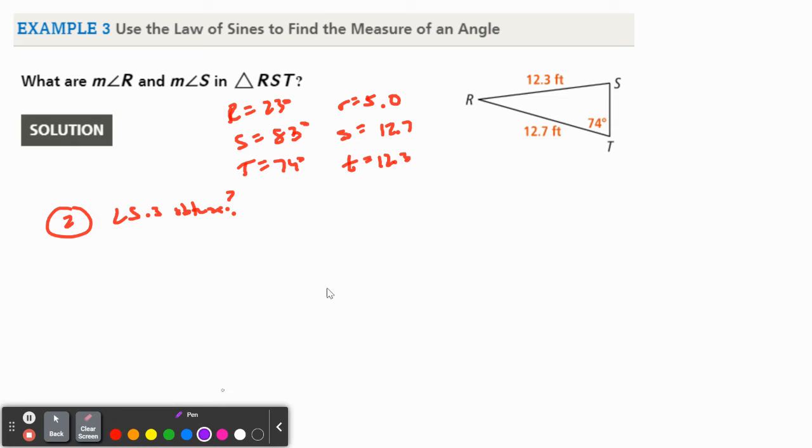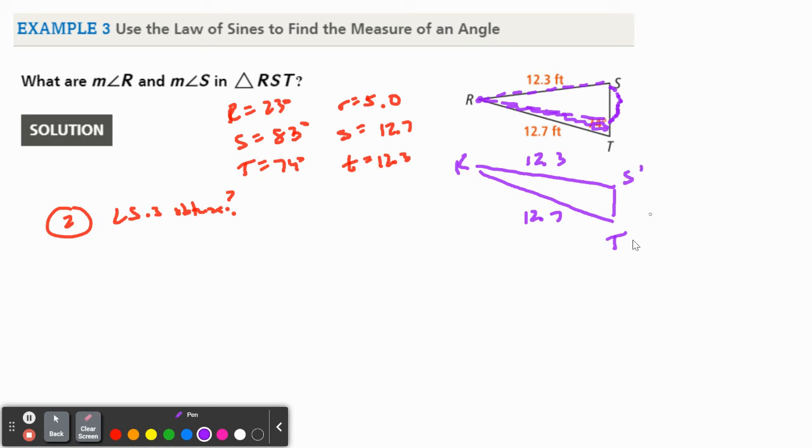Well, watch this, right? If I had a compass and I measured this distance and I put my point on R and I swung this around, it would swing like this and it would actually come back here. And there's actually a second triangle right here that can be formed. It's a really skinny sliver, all right? But it looks like this. With R here, T here, the 12.7 here, but now the 12.3 swung here, and this I'm going to call S prime. And now S is an obtuse angle.